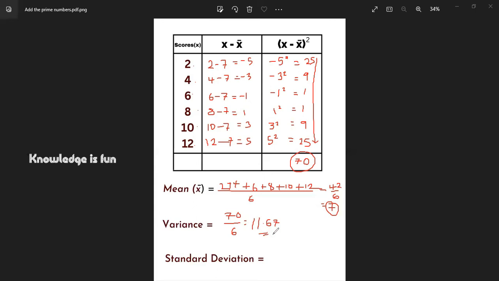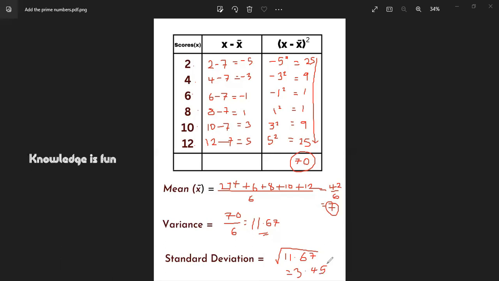Now, to find the standard deviation. Standard deviation is the square root of the variance. Okay, now let's get to it. So this is our square root, and then we have our variance to be 11.67. We are going to use our calculator to determine the standard deviation, I mean the square root of 11.67, and the answer equals 3.45.